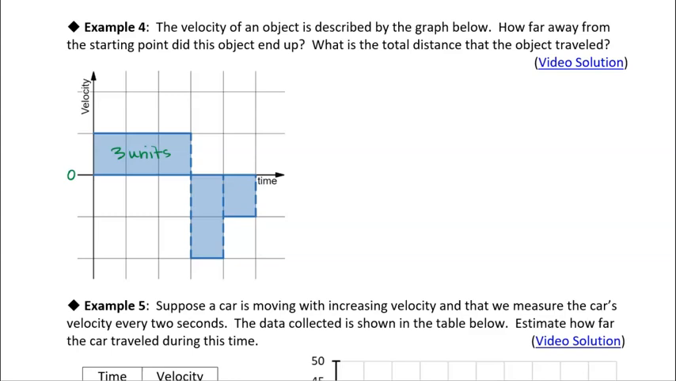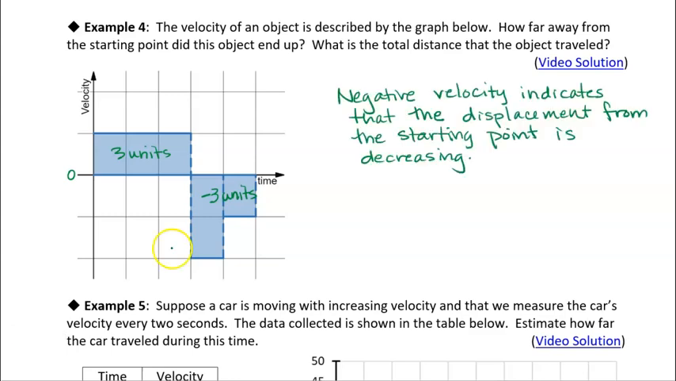And we've again got 3 units of area, but now it's negative. So we have -3 units of area, right? That's because we're traveling in the negative direction, right? So that's what the negative indicates. It indicates that we're traveling in the negative direction. So the displacement from the starting point is decreasing.